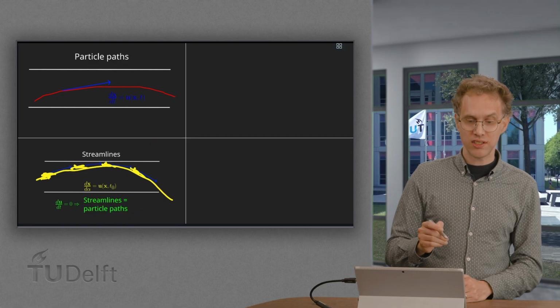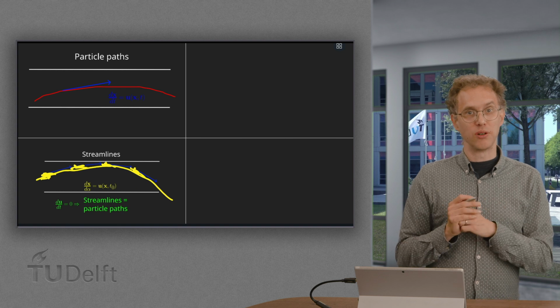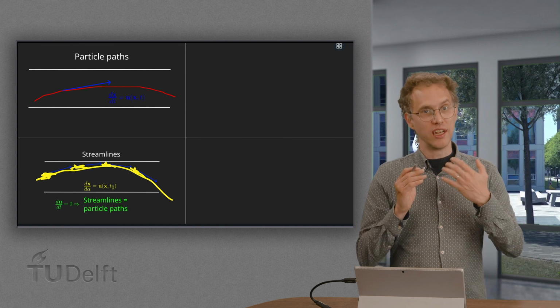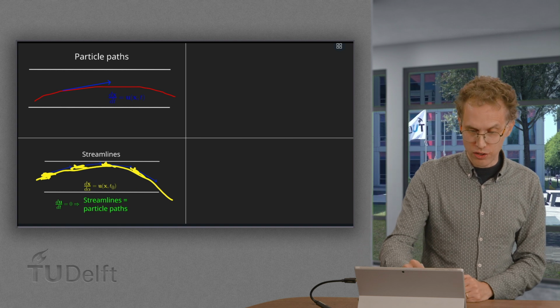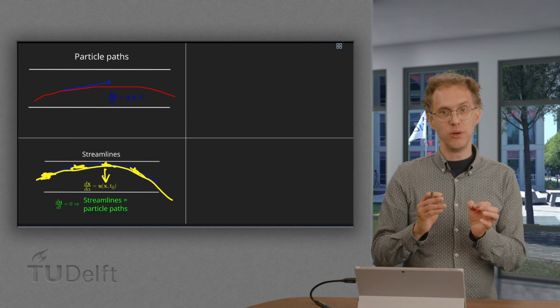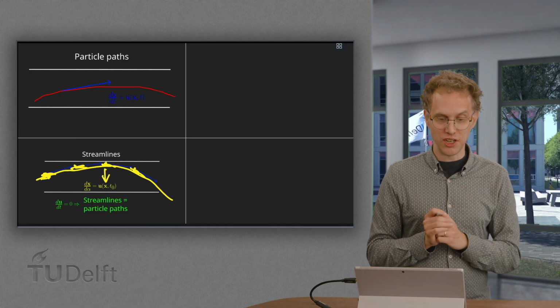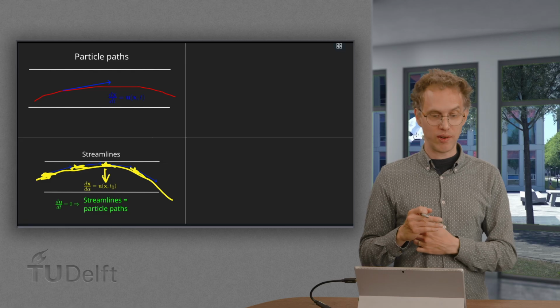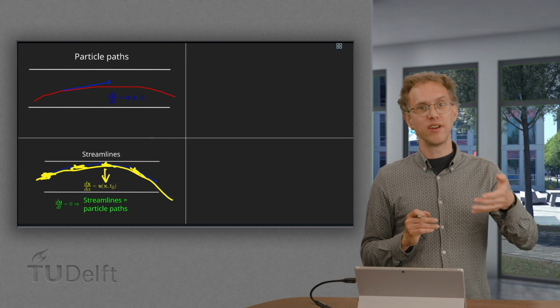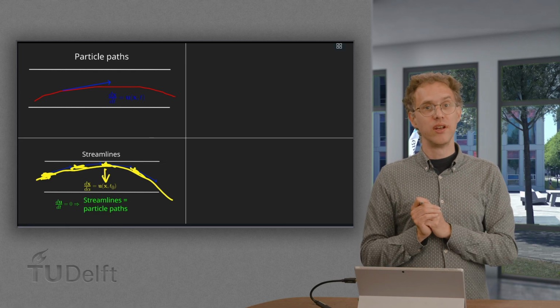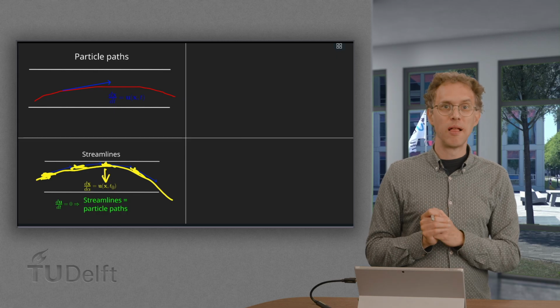So how do you find it? You parameterize your curve by alpha, and your dx/dalpha, so your tangent, is always given by this velocity u at that particular moment t0. So those are our streamlines. So for every t0 you will get another picture with streamlines.